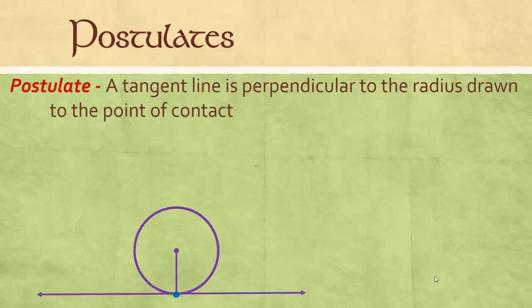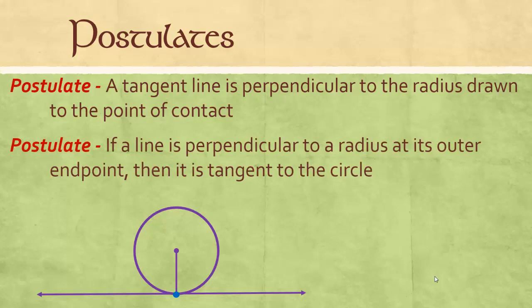So, first postulate: a tangent line is perpendicular to the radius drawn to the point of contact. Another postulate: if a line is perpendicular to a radius at its outer endpoint, then it is tangent to the circle. So first line, a tangent line is perpendicular. Okay, we've got this tangent line touches once. If you draw a line from the tangent line to the radius, you're going to have a perpendicular line. And then the other postulate is basically the opposite of that. If a line is perpendicular to the radius at its outer endpoint, then it is tangent to the circle. Makes sense? I sure hope so.